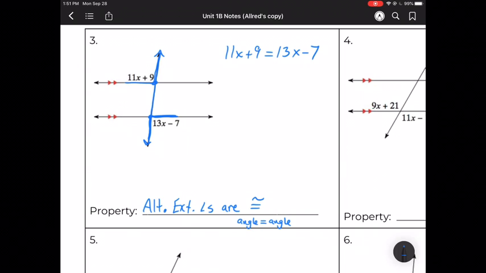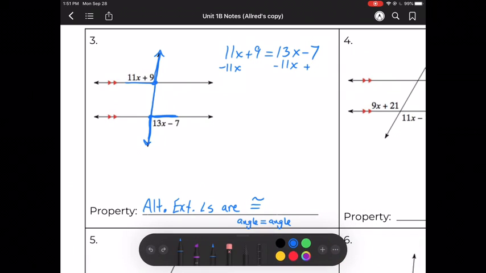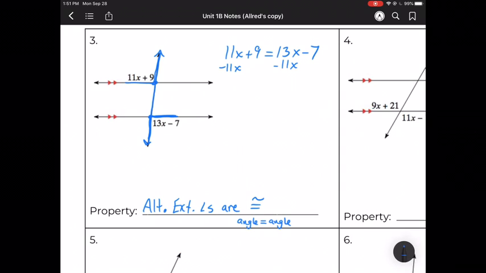What I would do first is subtract the 11x from both sides, and then I would add the 7 to both sides in the same step. Now, you don't have to do those in the same step. You can do it this way. By doing subtract 11x first, you get 9 equals 2x minus 7, and then you can add 7 to both sides. 9 plus 7 is 16. Now we can divide by 2, and we get x equals 8.